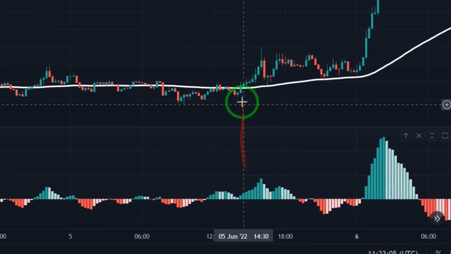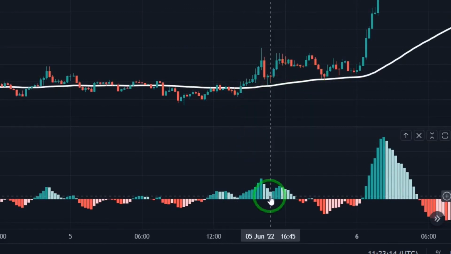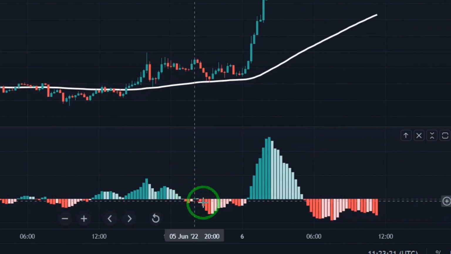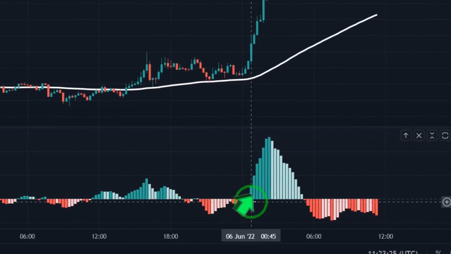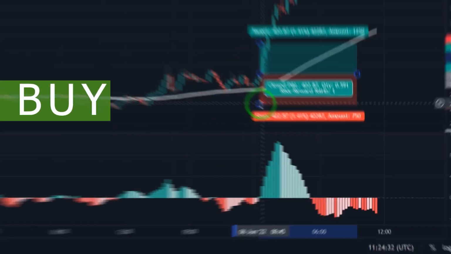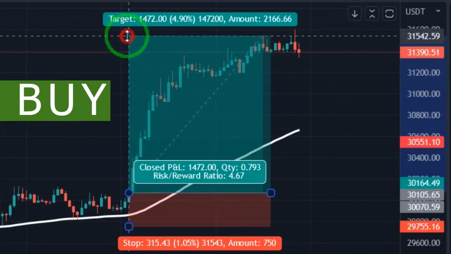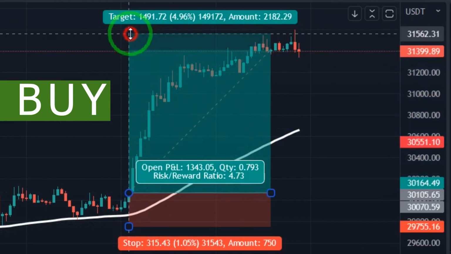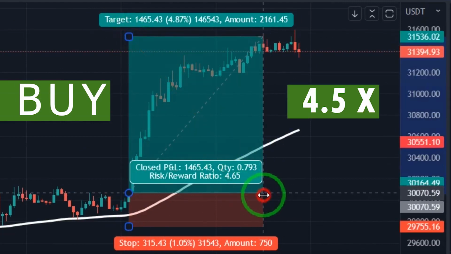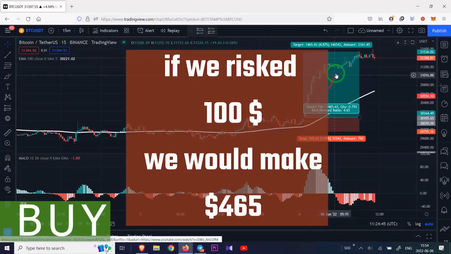Now here, the price is above the moving average. Follow the MACD until the histogram bars change color from red to green. Here are the conditions for entering the buy position. We open a buy trade. And as you can see, we made a profit more than 4.5 times the risk we took. That is, if we risked $100, we would make a profit of $465.